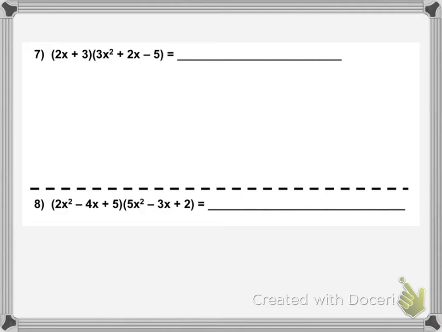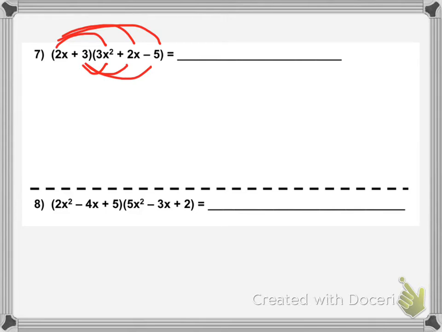So for 7, you would do something like this: 2x times the 3x squared, 2x times the 2x, and then 2x times the negative 5. Then you'd move on to the 3. 3 times 3x squared, 3 times 2x, 3 times negative 5. So you're going to end up with 6 terms. And then, of course, you'll want to combine any of them that end up being like.